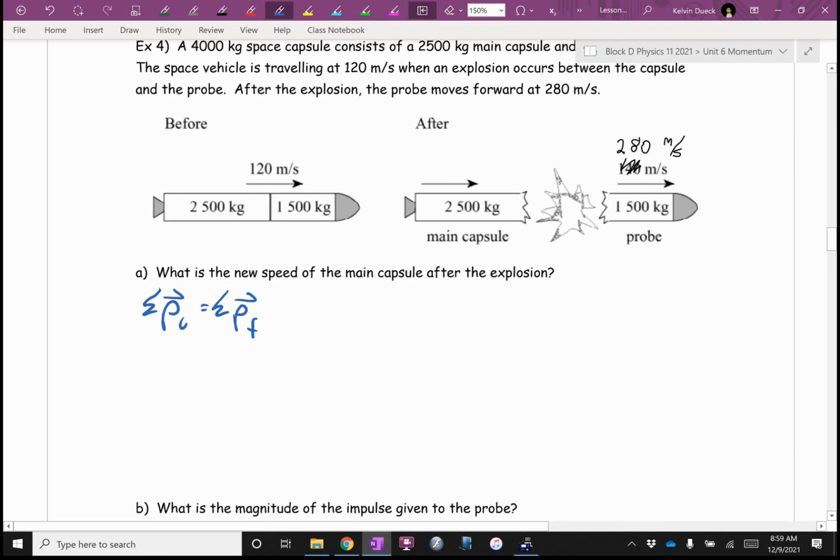What would be a good letter to use for capsule? What would be a good letter to use for probe? Let's go with that instead of A and B. Before the explosion, what's moving? The capsule, the probe, both or neither? Stuck together or separate? Stuck together. So I think it's going to look like this. I'm going to do one line over here because I'm going to run out of room. It's going to be mass of the capsule, mass of the probe, V initial.